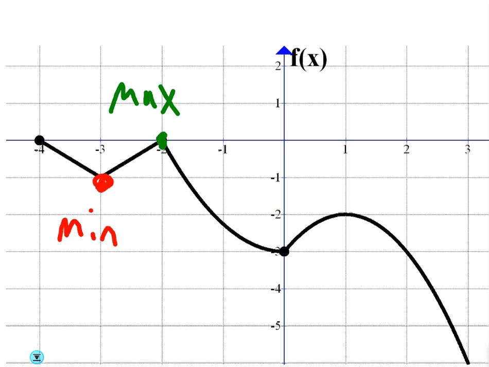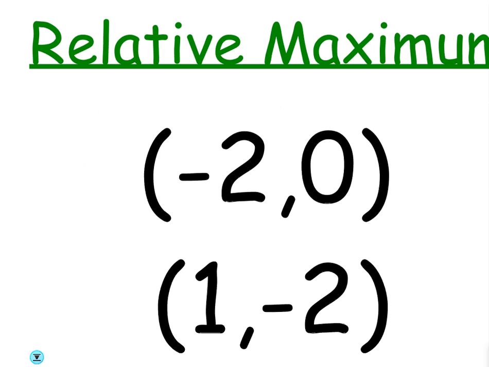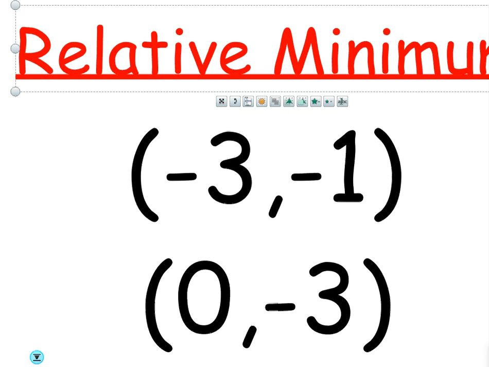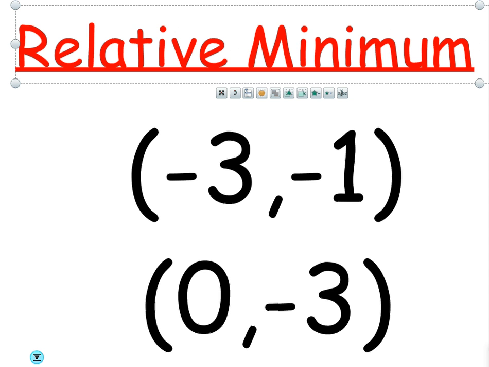Next up. 1 and -2. Okay. What is that? We got one more point. Zero, -3. Yep. Min or max? Okay, you got it. So we got relative maximums at -2, 0, and 1, -2. And we have relative minimums at -3, -1, and 0, -3.